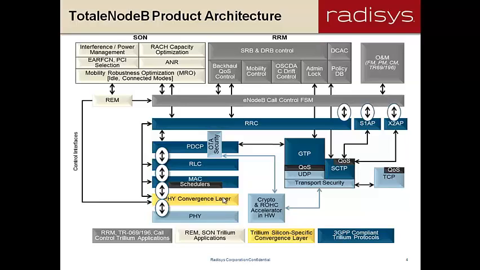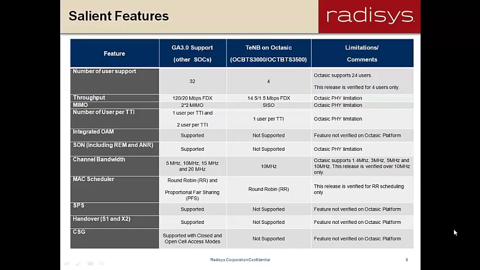TotaleNodeB software solution is highly portable, since it requires only a change in the convergence layer as required by the PHY platform. The TotaleNodeB software solution enabled on Octasic platform is based on the GA 3.0 release version of the base product. The following table summarizes the TotaleNodeB over Octasic solution in comparison with the base product capabilities.